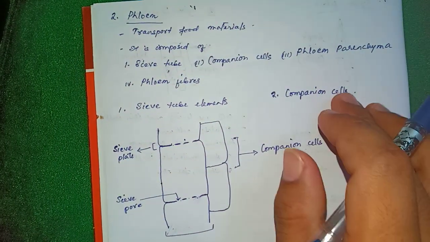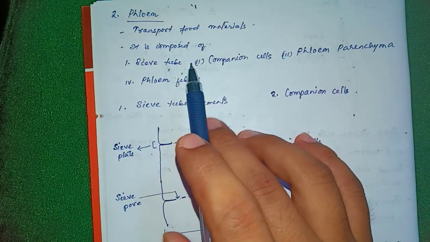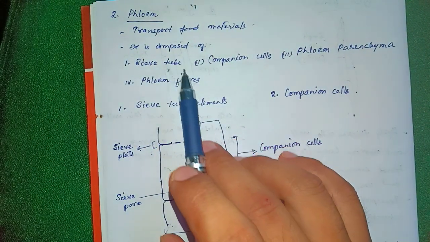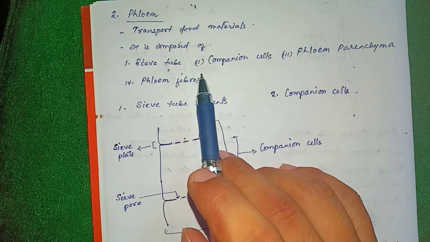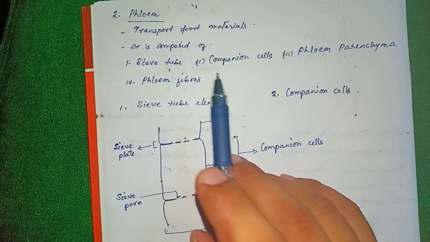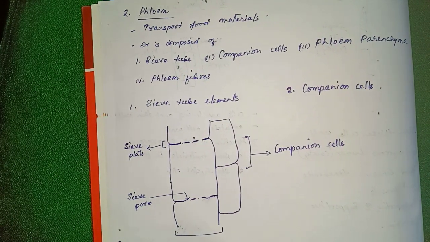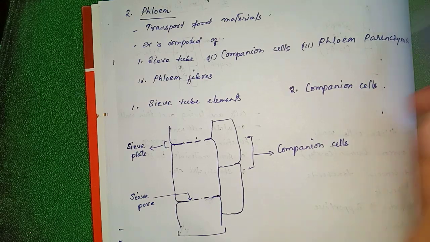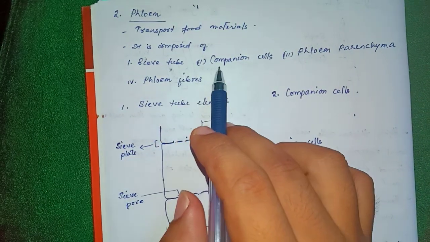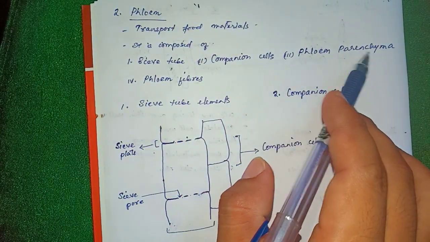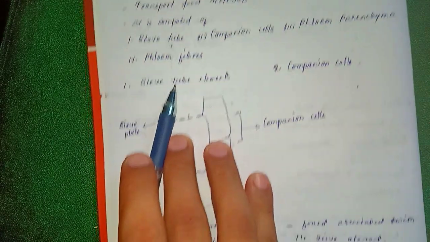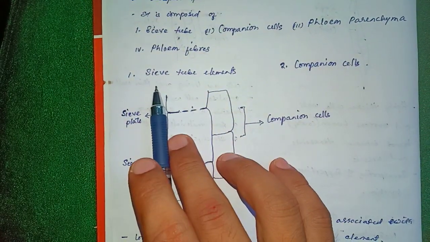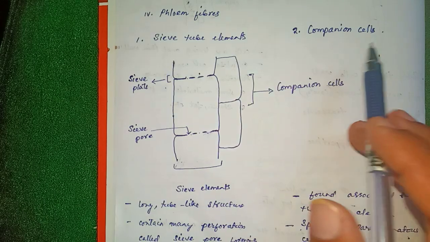Now the second complex tissue, let's discuss phloem. Phloem transports food materials from the leaf to other parts of the plant. Now the phloem is composed of elements such as sieve tube, companion cells, phloem parenchyma, and phloem fibers. Let's discuss the sieve tube elements.